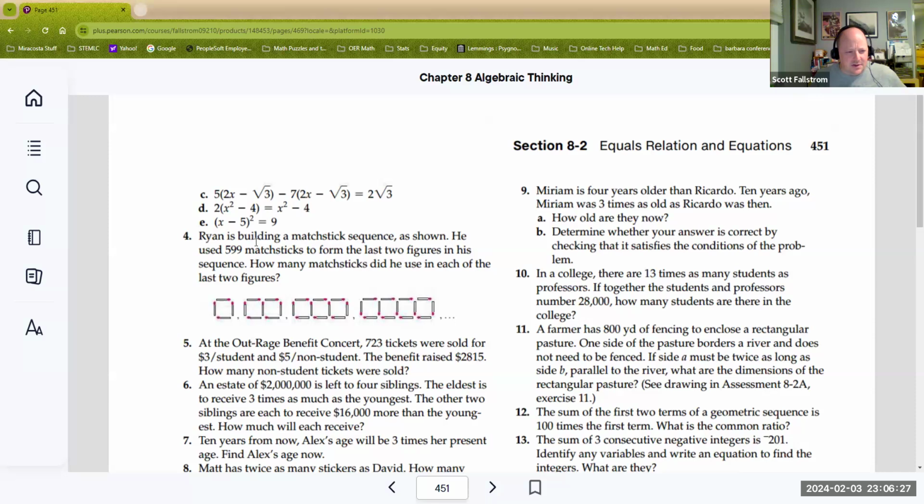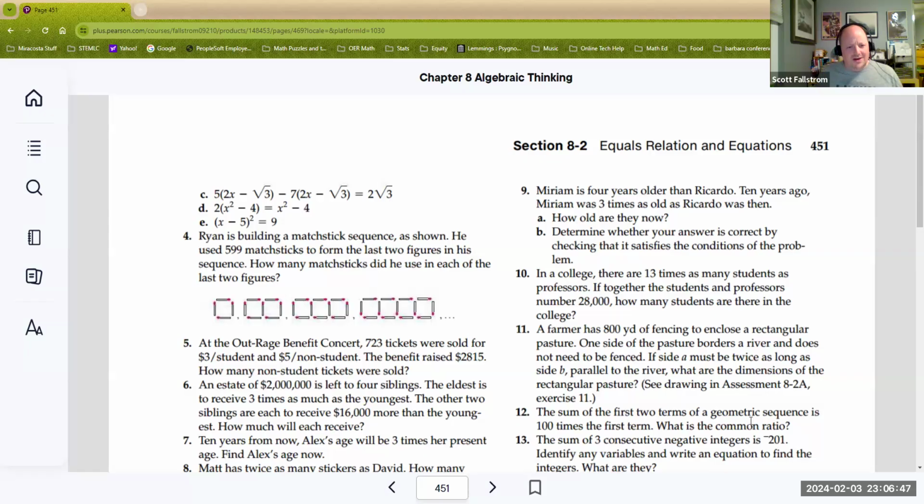Okay, building a matchstick. Used 599 to form the last 2 figures in the sequence. How many matchsticks did he use in each of the last 2 figures? Okay, so your goal is to find how much did he use in each of the last 2 figures. So let's see if we can maybe make a pattern. There's a couple ways to approach this, but try to find some kind of a connection, right?